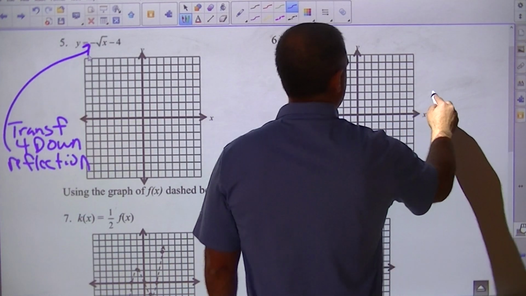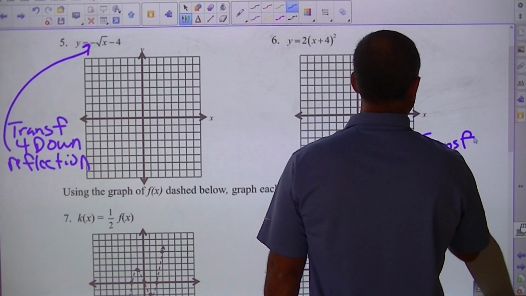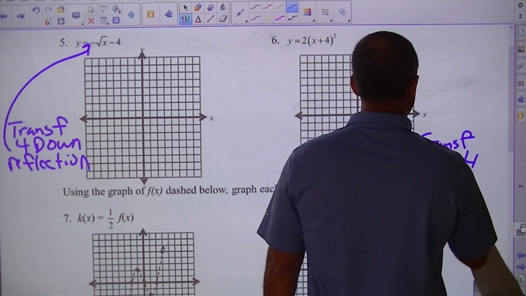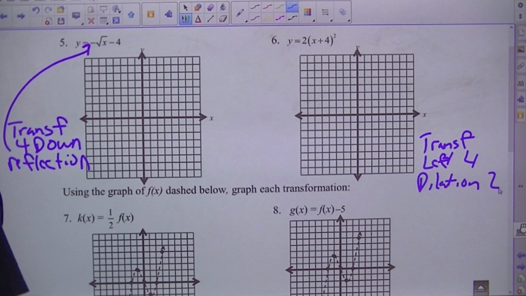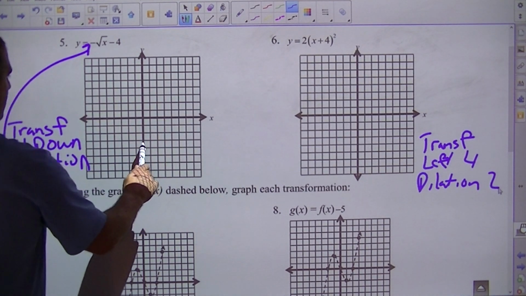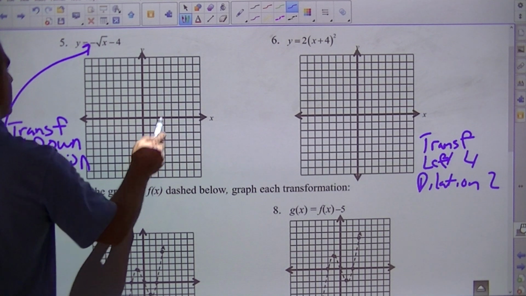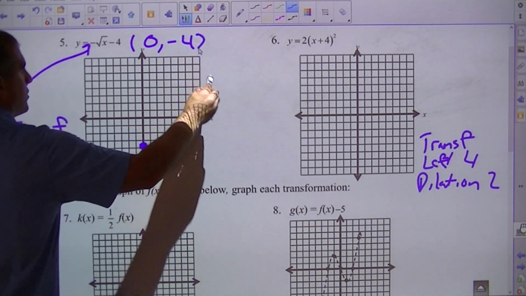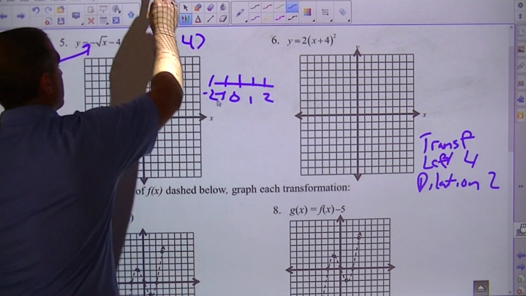This one would be the transformation left 4 with a dilation of 2. Okay, so the way I would graph this, okay, is 0, -4, 4. Okay, I'm going to go to, so if I'm at 0, that's my anchor. So what I'm going to do is pretty simple. 1 this way, 2 that way, -1, -2.